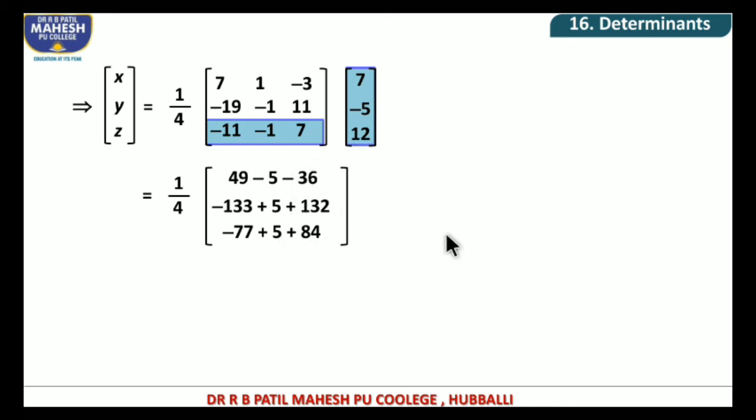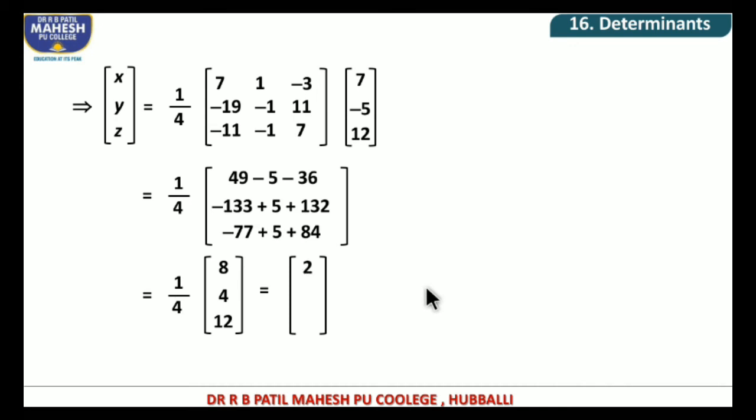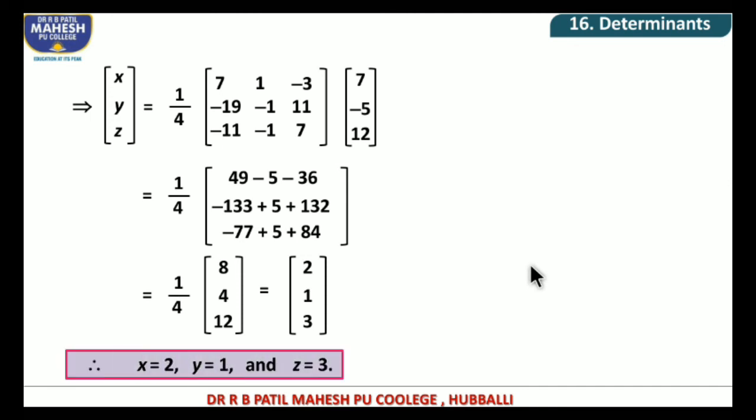Now we have 1 by 4 into the matrix containing the elements. After adding and subtracting all these, we have 8, 4, 12. Now divide all the three elements by 4. Therefore, we have 2, 1, 3. So these are the values of x, y, z here. Therefore, x is equal to 2, y is equal to 1 and z is equal to 3 is the solution of this given system of equations.